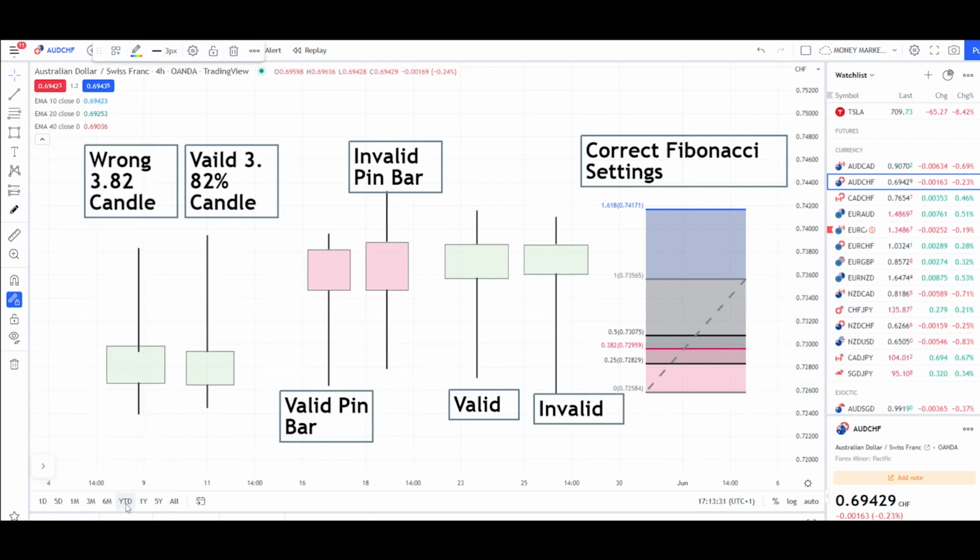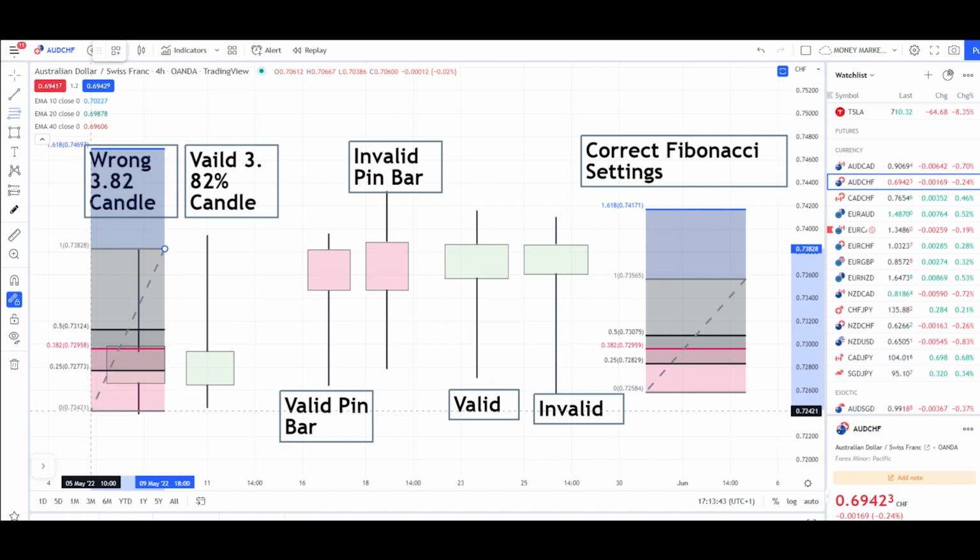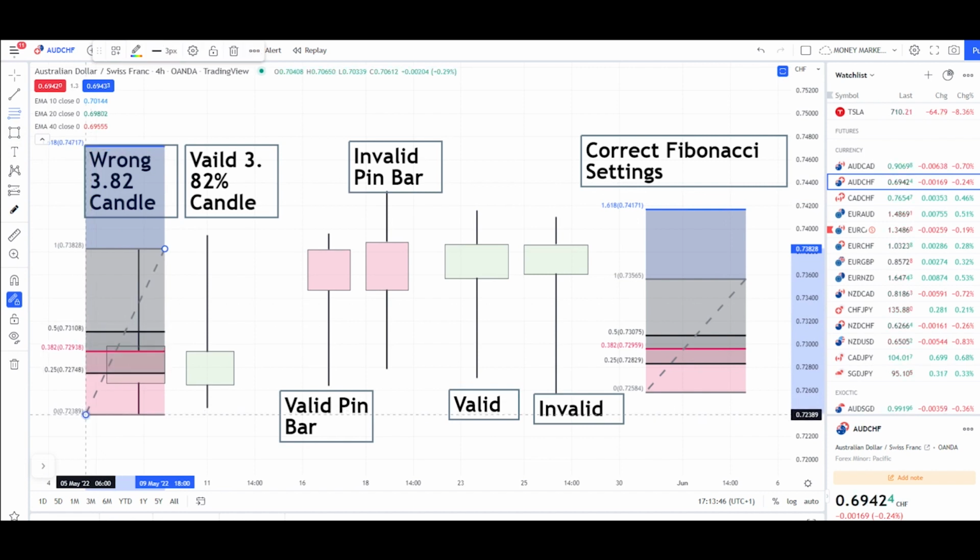Let me remove this Fibonacci again. So now we are checking the bearish 382 candle. For that we pull up our Fibonacci tool. For bearish, from the top of the wick till the bottom of the wick, right here you pull up your Fibonacci tool, something like this, and here you can see the red line is over the body, which means this is an invalid 382 Fibonacci candle.